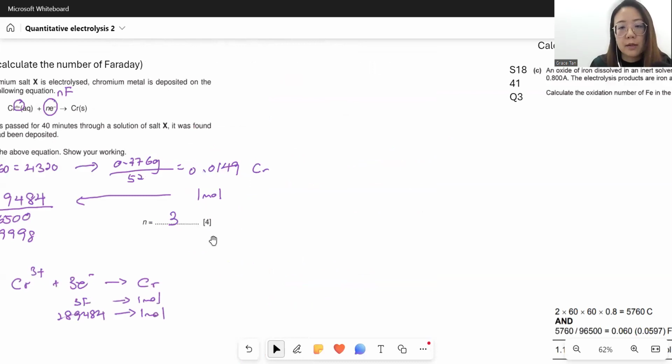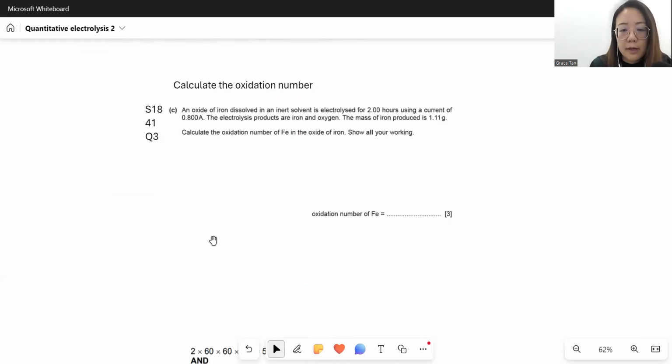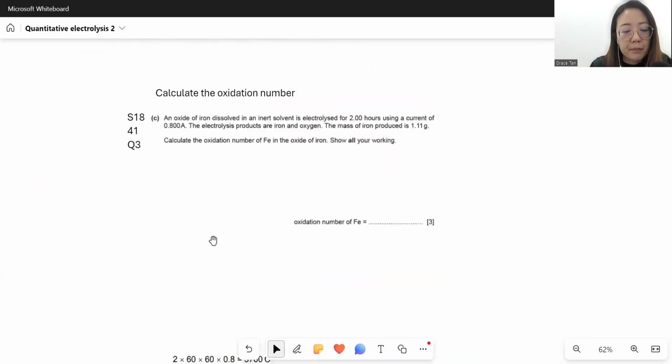Now let's proceed to another example here. Calculate the oxidation number. Okay, so first, calculate the oxidation number. Actually, it's the same thing as calculating the number of Faraday. Why? Because the oxidation number, just like before, chromium n+ plus n Faraday. So the number of Faraday is equivalent to the oxidation number, or so-called the charge on your element. Okay, so let's look at summer 1841, question 3.